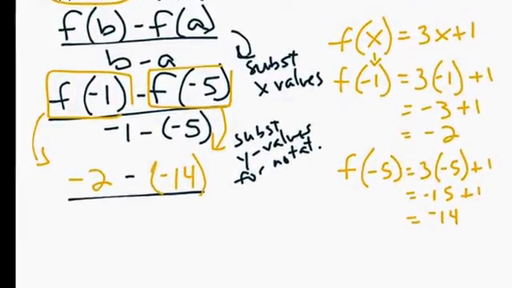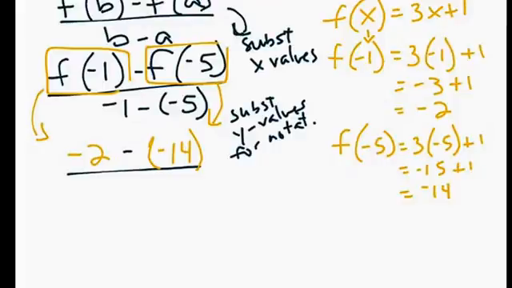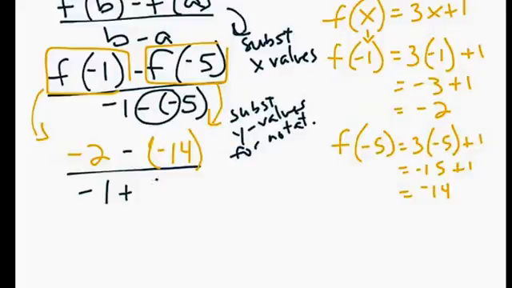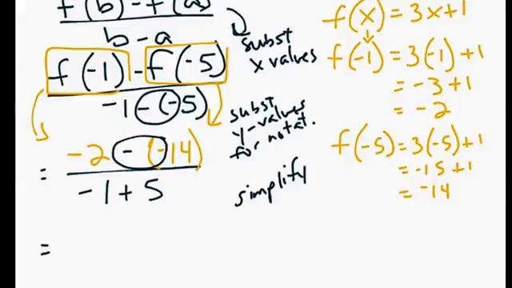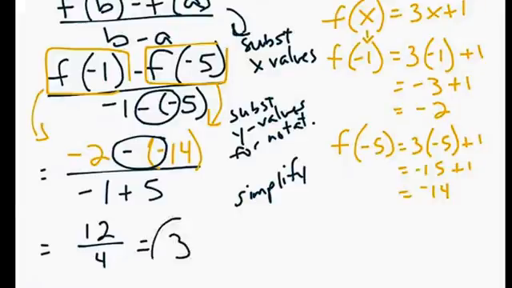Okay. Now I am going to bring down my -1. This minus a negative here gives me a +5. And now I'm just going to simplify. So I've got -2, and again here we've got a plus, minus a negative. -2 plus 14 is 12, and -1 plus 5 is 4, and 12 divided by 4 is 3. So my rate of change is 3.